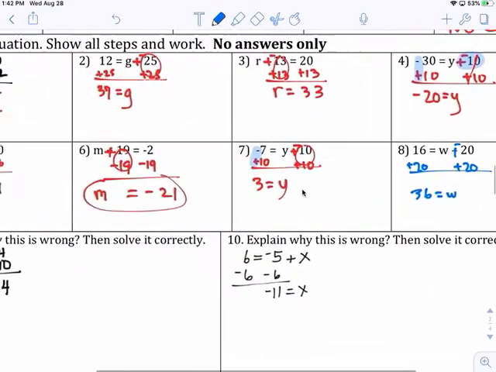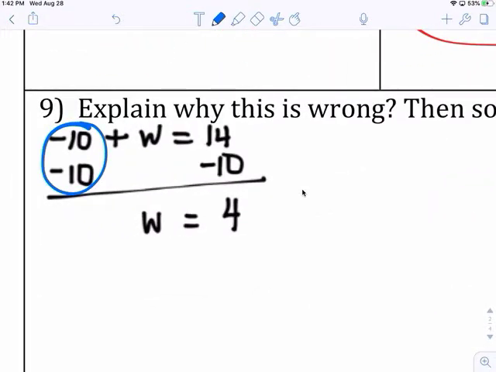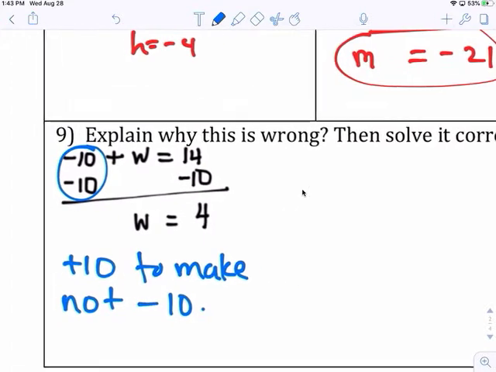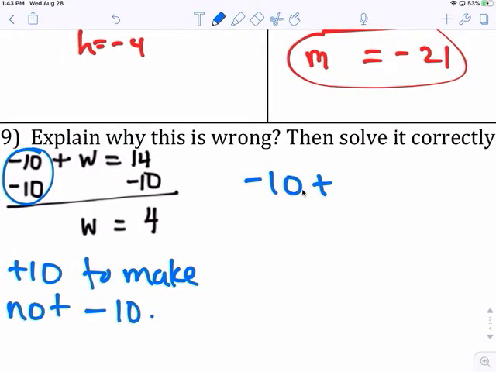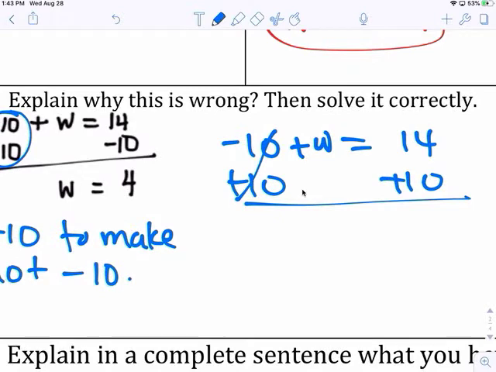Okay. What did the student do wrong? Okay, this is not 0, that's where it's wrong. Add 10 to make 0, not -10. Okay, add 10, add 10. Zero here, plus W is W.